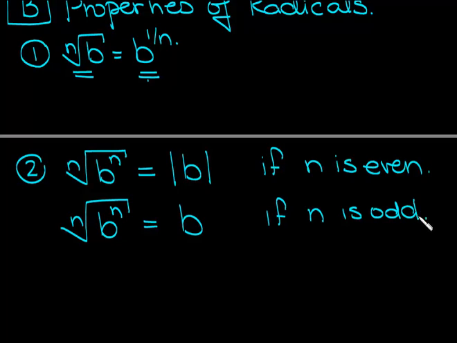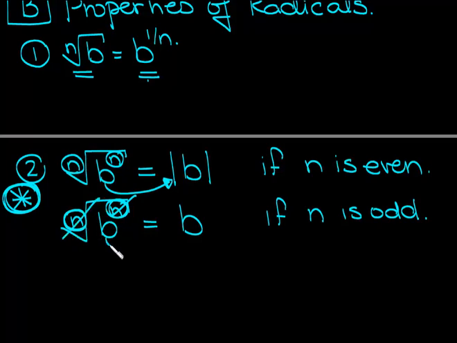Okay, so these are two properties of radicals. This is one of the most important properties of radicals, so just remember this for the future. What we're saying here is if n is even, if the index and the power are the same, then you just get the absolute value of b. You get what's on the inside. On the other hand, if n is odd, if the index and the power are the same, you can think of them as negating each other, and then you just get b back.